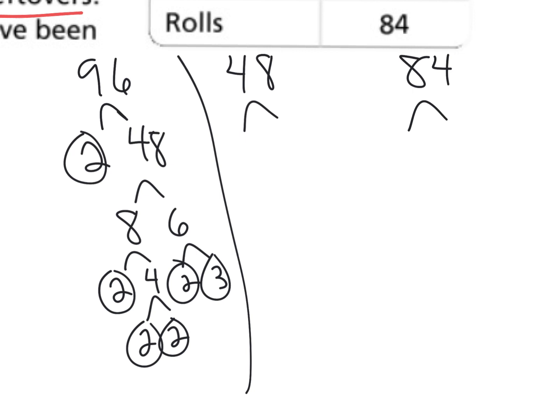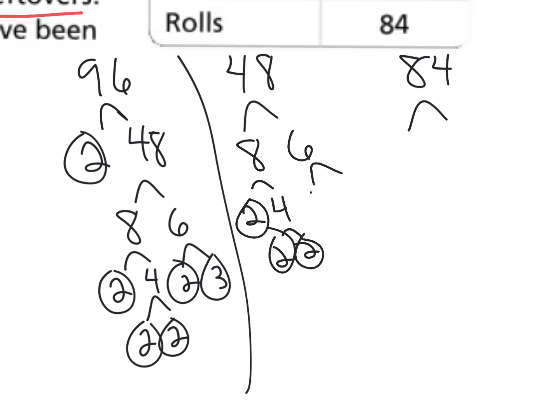Make sure you pick up all the loose pieces there and get all the stuff broken down into prime numbers all the way. So 48, different options. One option would be 8 times 6, and then 8 is 2 times 4. 4 is 2 times 2, 6 is 2 times 3.